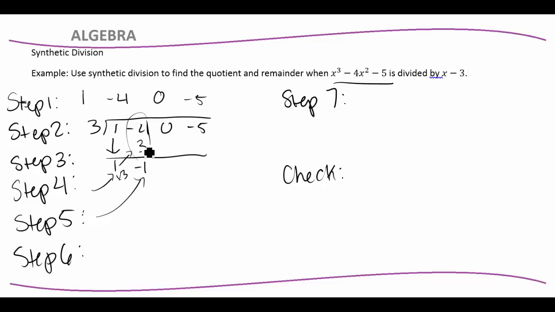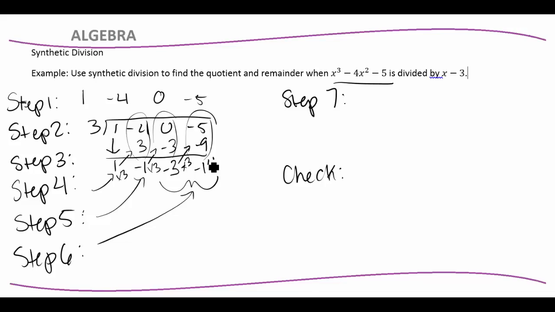So for step 6, we're going to repeat steps 4 and 5 until no more entries are available in row 1. So we're going to take our last entry in row 3, which is negative 1, multiply by 3. It's going to give us negative 3. We're going to add 0 and negative 3, and that's going to give us negative 3. And now we're going to take negative 3, multiply by 3. That's going to give us negative 9. We're going to add negative 5 and negative 9. It's going to give us negative 14. So this right here is our step 6.